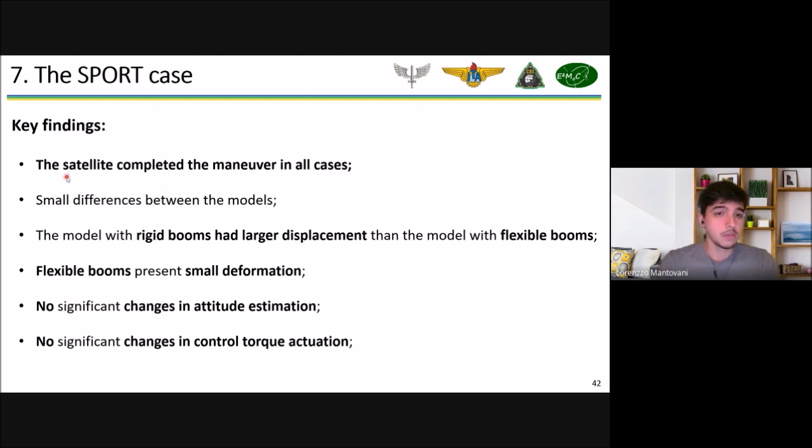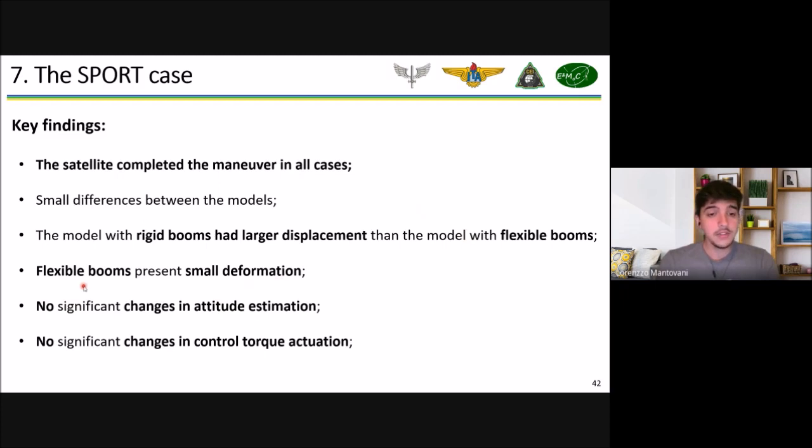We just saw some small differences between the models, so even considering flexibility and non-latching mechanisms, the models just showed small differences. We also noticed that rigid booms had larger displacements compared with flexible booms, and that's because rigid booms can just rotate, while flexible booms can both rotate and deform. Nevertheless, the deformations we saw in flexible booms were small, and this is also good because it agrees with our hypothesis that the deformations would be small.